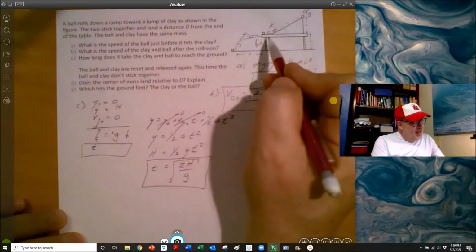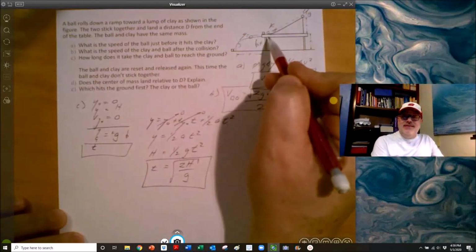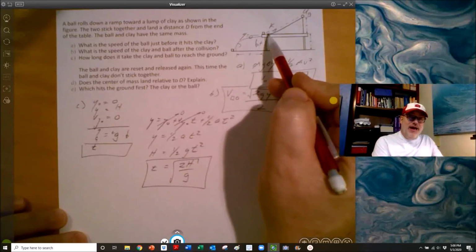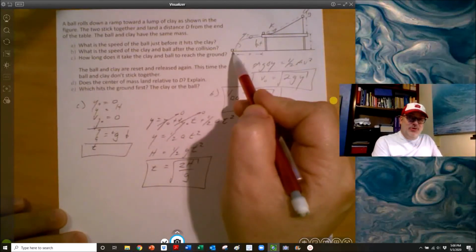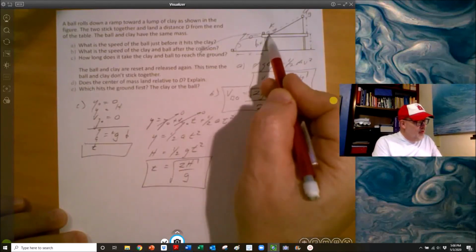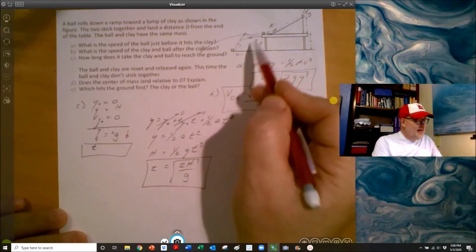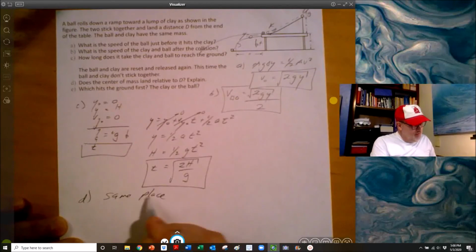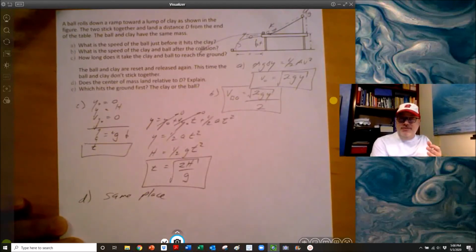Okay, well, remember in this collision that the motion of the center of mass never changes. So even if this ball stops, the center of mass is still going to land in the same place it was going to land before. So that just means this would land way out here if this stayed here. Or more likely, the ball's going to land here and the clay is going to land somewhere out here. So D is in the same spot, because in the collision, center of mass velocity remains the same.